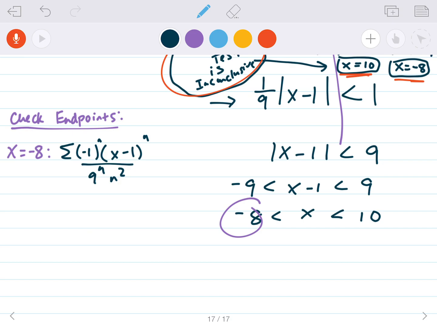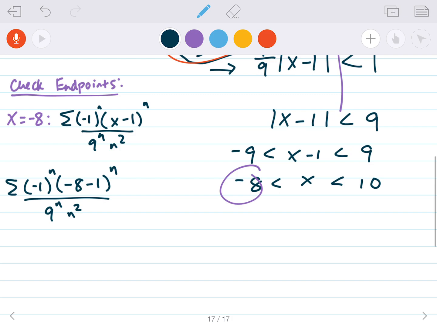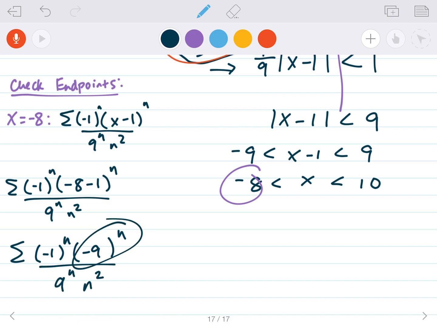If I plug in negative 8 for x, what I end up getting is negative 1 to the n, negative 8 minus 1 to the n, over 9 to the n squared. Okay, negative 1 to the n, negative 9 to the n, over 9 to the n squared. Basically, this is alternating powers of 9, right? For n equals 1, that power of 9 is negative. For n equals 2, it's positive, and so forth.